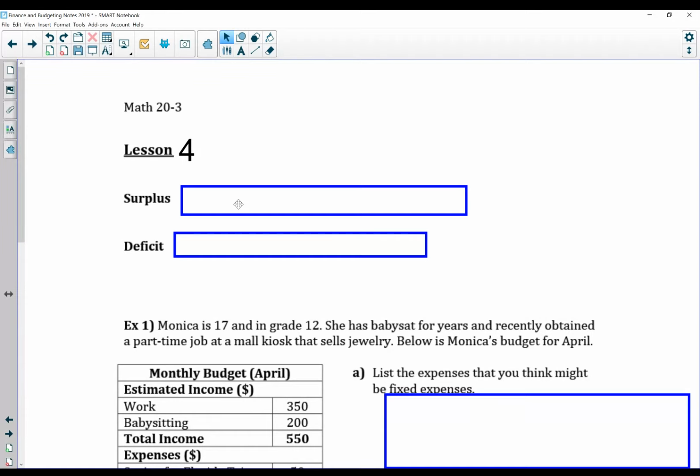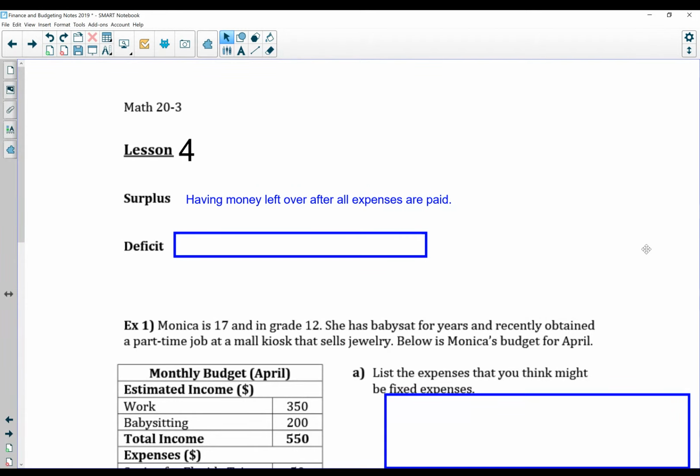What you should know if you don't know what these mean already. The word surplus essentially means having money left over after all of your expenses are paid. That means you have a surplus in cash. You've spent a bunch of money on expenses and things that you have to pay for, and you have money left over in your budget. That means you have a surplus.